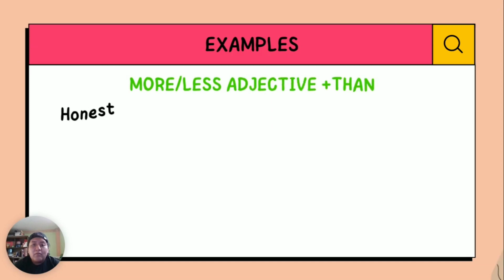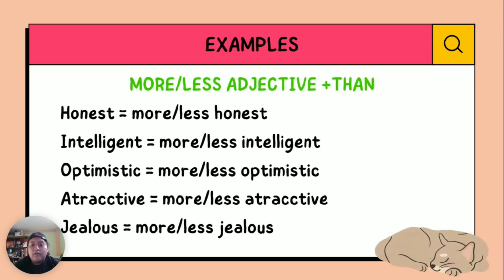And here we have more examples. Honest, more honest, or less honest. Intelligent, more intelligent, or less intelligent. Optimistic, more optimistic, or less optimistic. Attractive, more attractive, or less attractive. Jealous, more jealous, or less jealous.